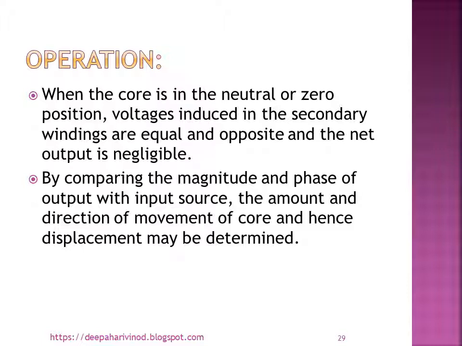Now, how does it work? Let us see. When the core is in the neutral or zero position, the voltages induced in the secondary windings are equal. Like when the core is in the middle portion, as we observed in the last figure, the output of the secondary will be zero. Voltages induced in the secondary windings are equal and opposite, and the net output is negligible. By comparing the magnitude and phase of the output with the input source, the amount and direction of the movement of the core, and hence the displacement, can be determined.